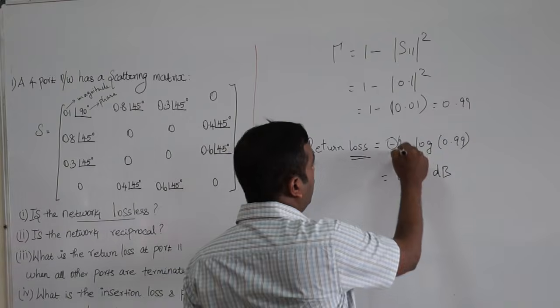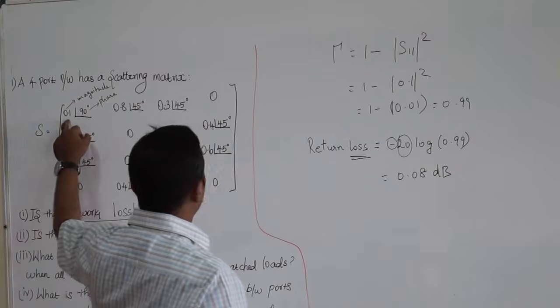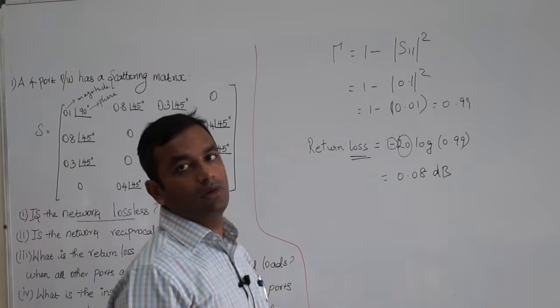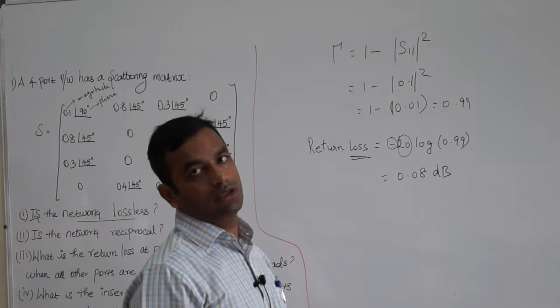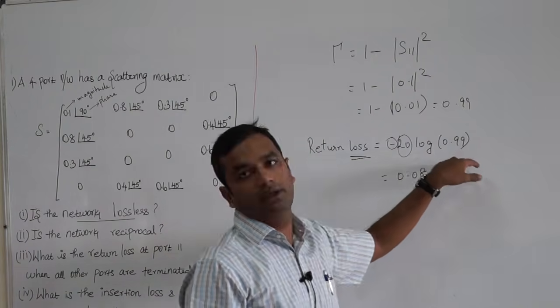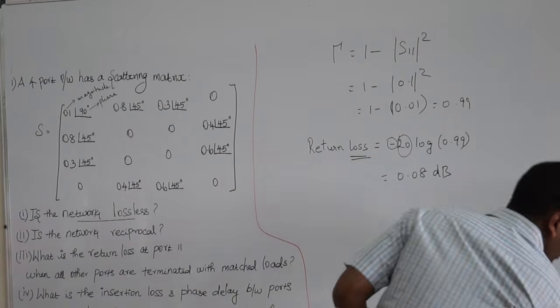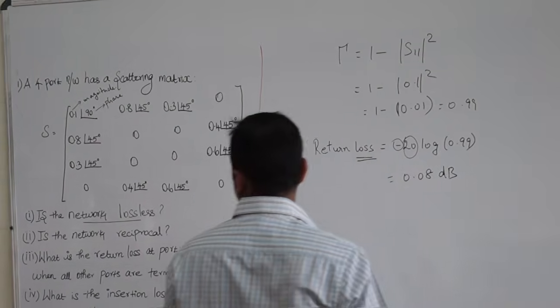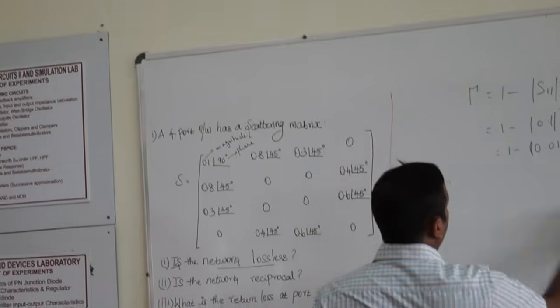And why have I put 20 log? Because you know that S11 represents your RMS voltage. So that is why we have 20 log. So minus 20 log of 0.99. So this is the third parameter that we are computing. So next, move on to the next one.